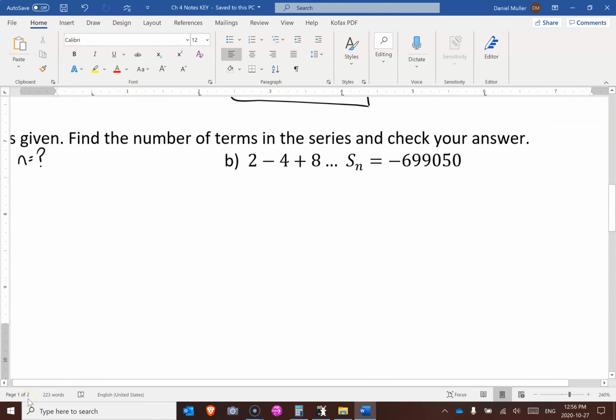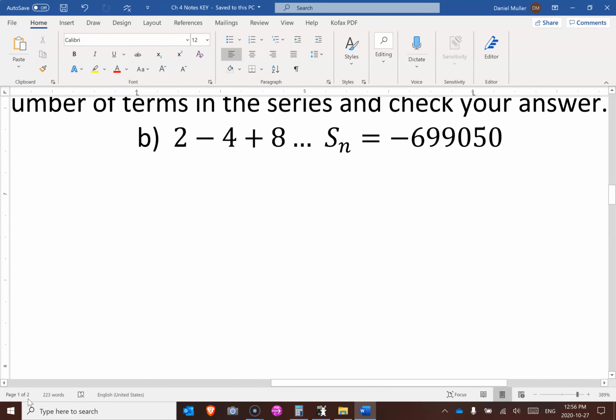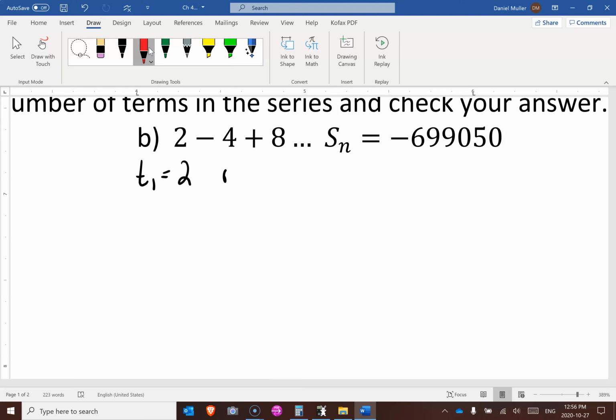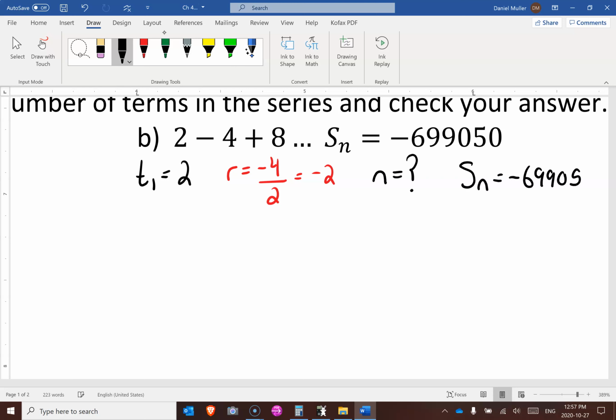Okay, so let's look here. Start by writing down everything we know. T1 is 2. Our r is -4 divided by the number in front, which is 2. So -4 divided by 2 is -2. n, the number of terms, we don't know. That's kind of the whole point. We're trying to find out the number of terms. And we know our Sn. It's written right above, -699050.